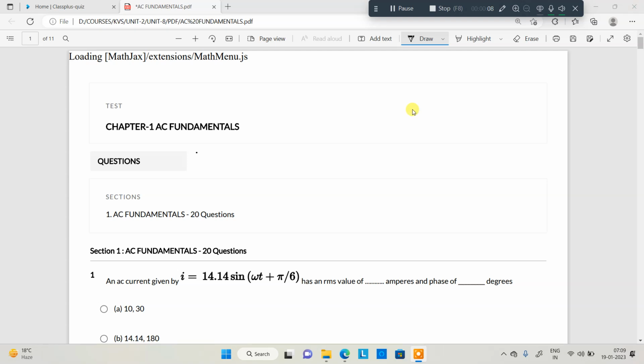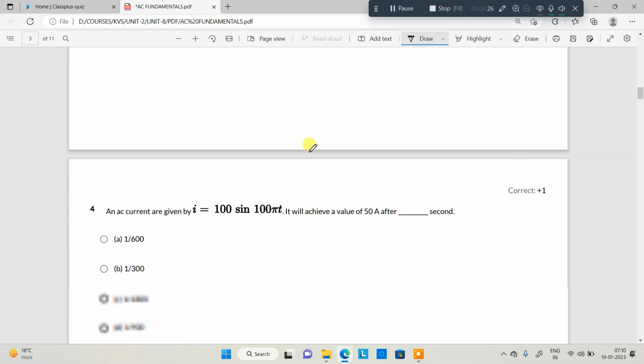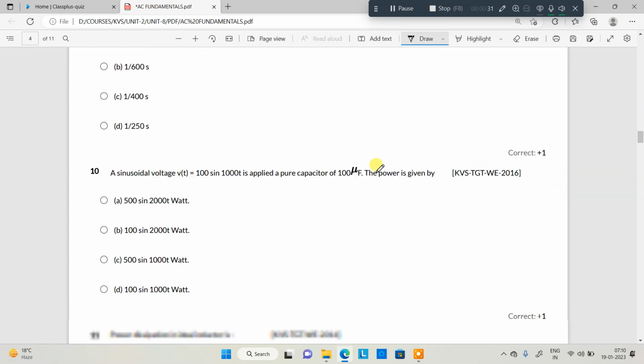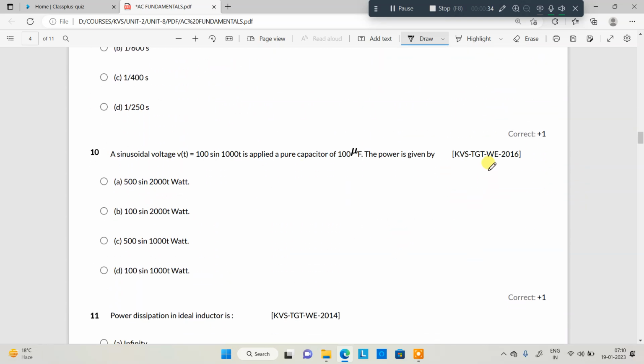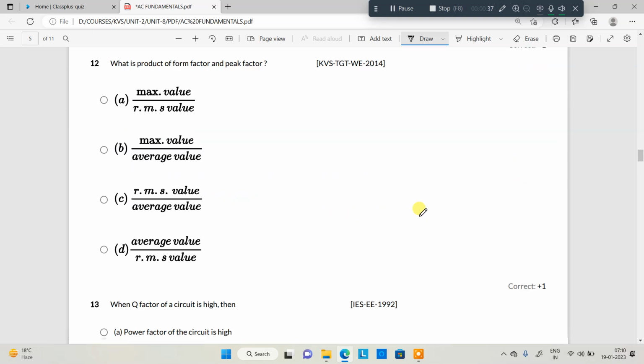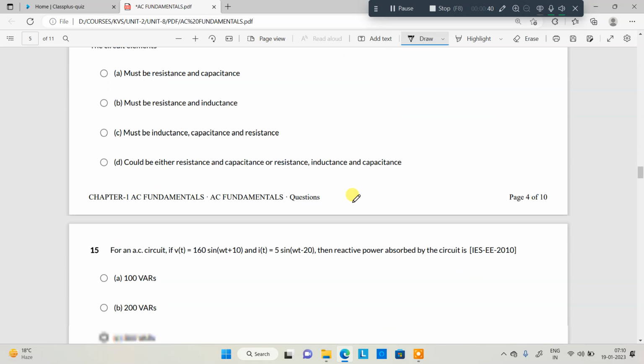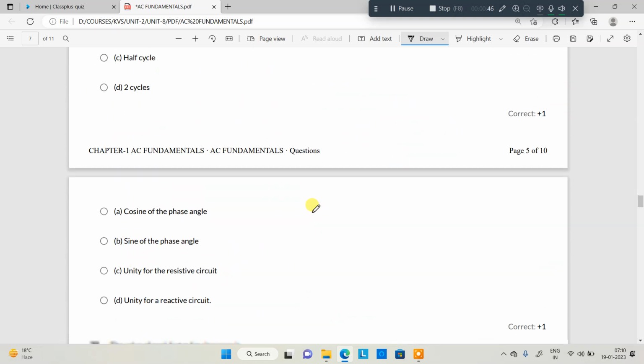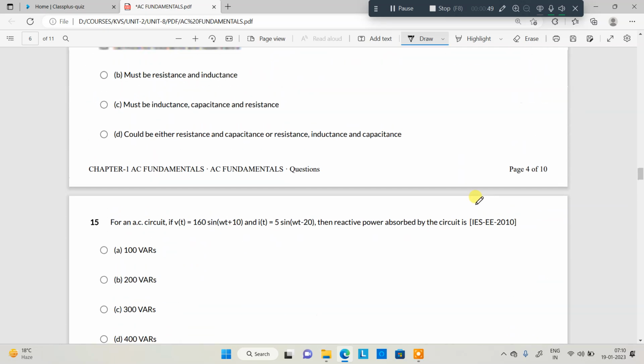In this test series, from this chapter onwards, as already mentioned in our app, we have expected questions plus previous year's questions. So together we form the test series. In this particular test series, 20 questions are there. All 20 are most expected questions, and here we have the 2018 question paper, 2017 question paper, 2016 question paper, 2014 question paper, previous IES questions, as well as the IES 2015 question paper. So these are some of the important questions related to different examinations.